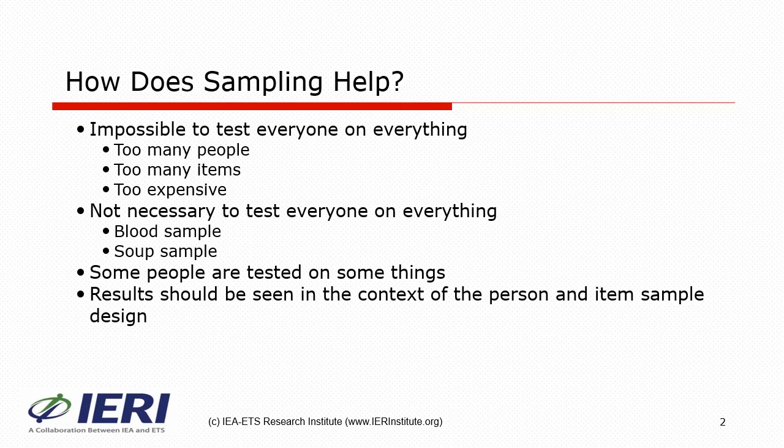Then we also have the soup example, and imagine a soup that has multiple ingredients. It has the broth, and it has meats, and it has vegetables. To know whether the soup is ready, what we have to do is not eat all the soup, but we have to make sure that we stir the soup and taste the different components that make up the soup to make sure that they're all ready to be eaten. So in the same way, some people are tested on some of the things, and that's how these studies go. However, the results should be seen in the context of the person and item sample design.